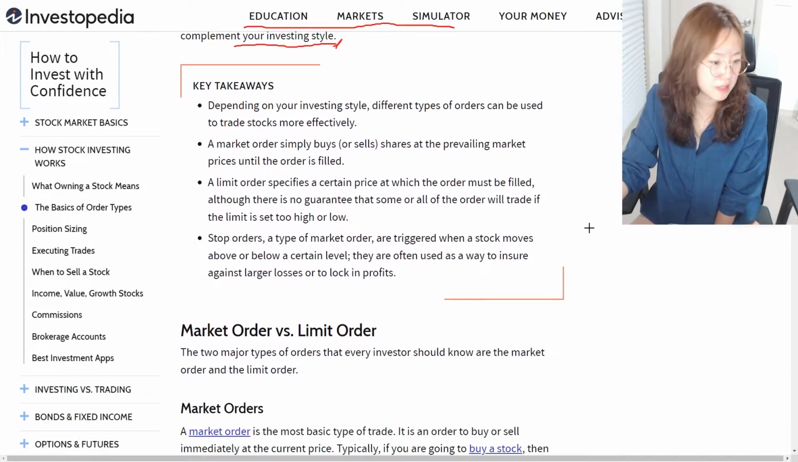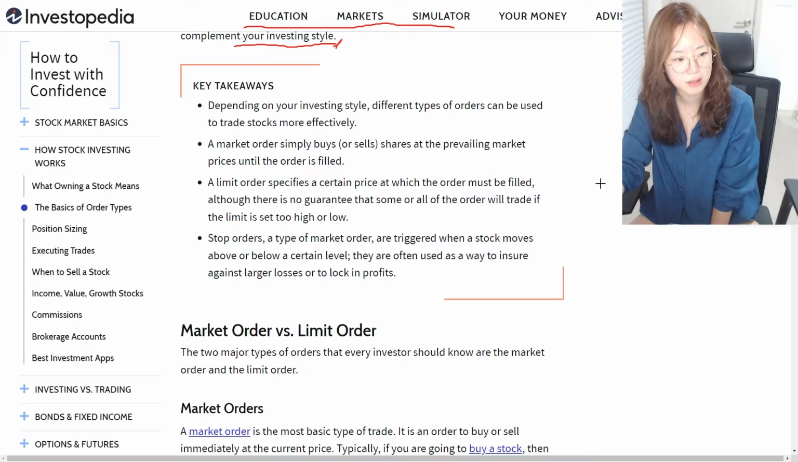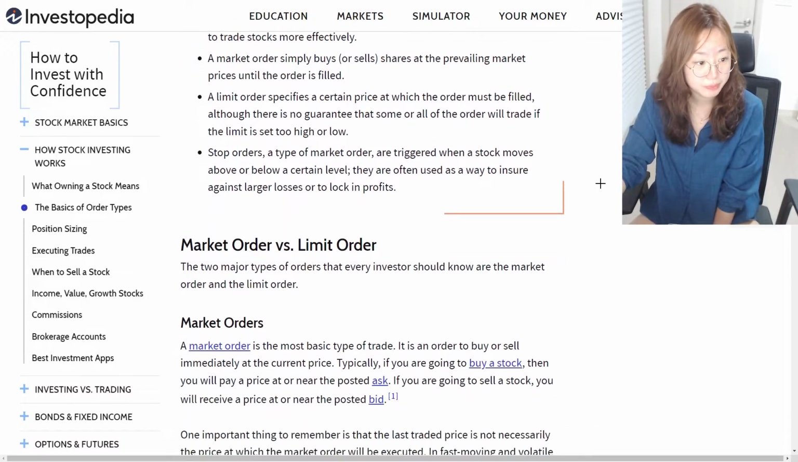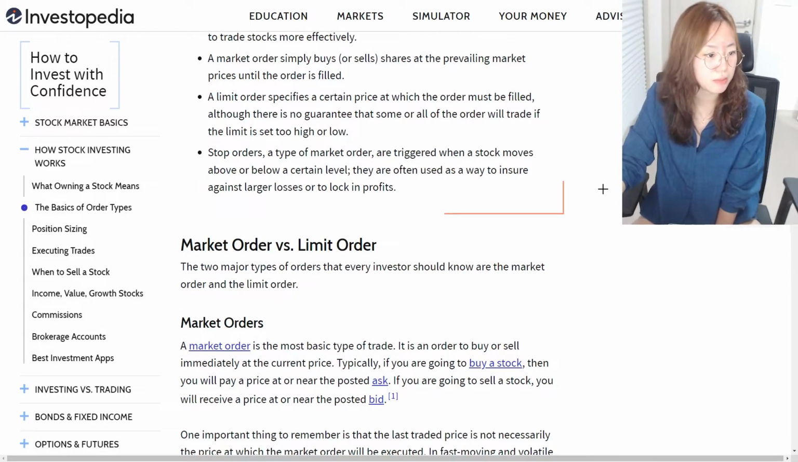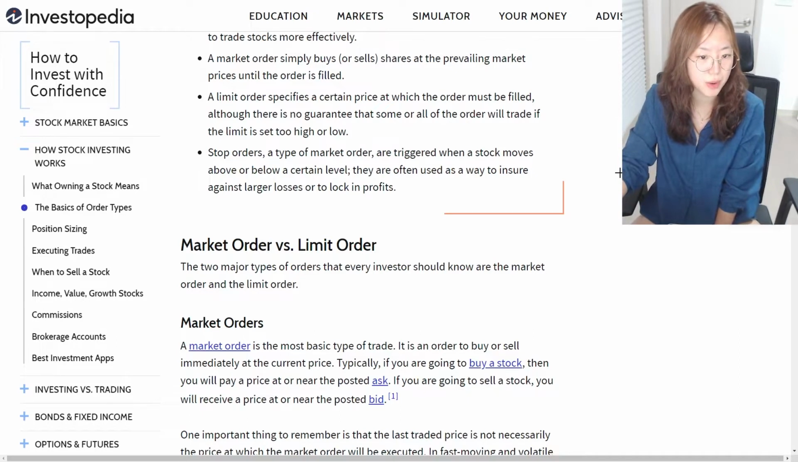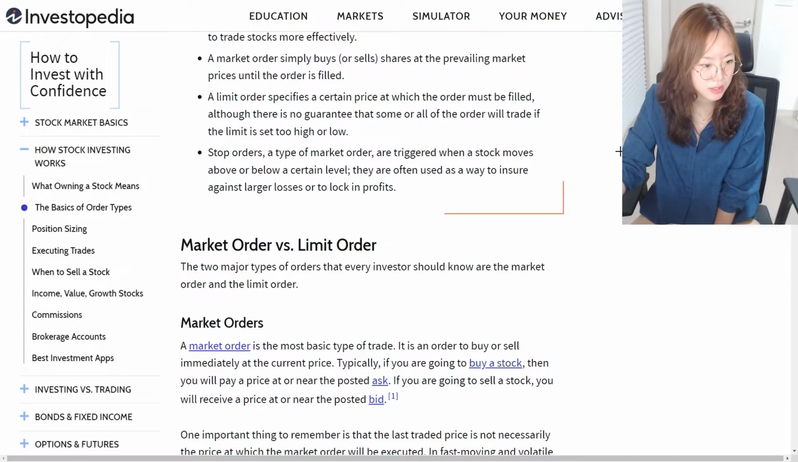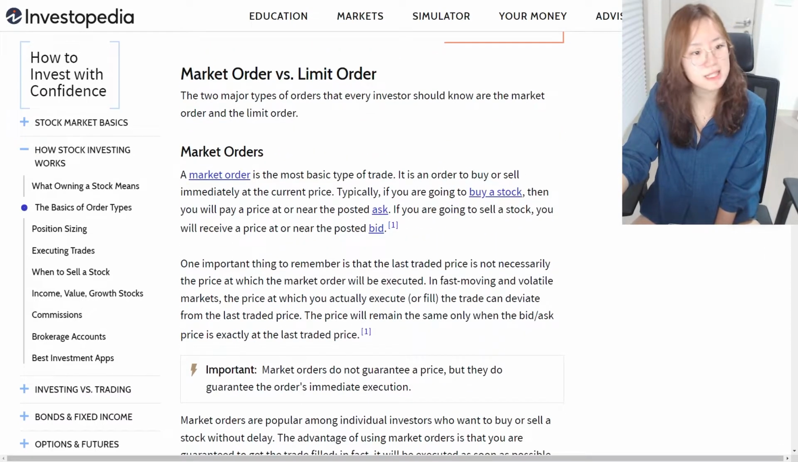A limit order specifies a certain price at which the order must be filled, although there is no guarantee that some or all of the order will trade if the limit is set too high or low. Stop orders, a type of market order, are triggered when a stock moves above or below a certain level. They are often used as a way to ensure against larger losses or to lock in profits. So, market order versus limit order. The two major types of order that every investor should know are the market order and limit order.